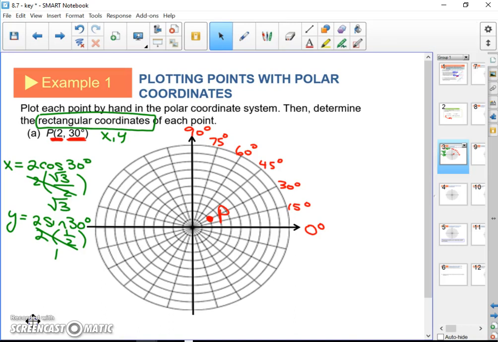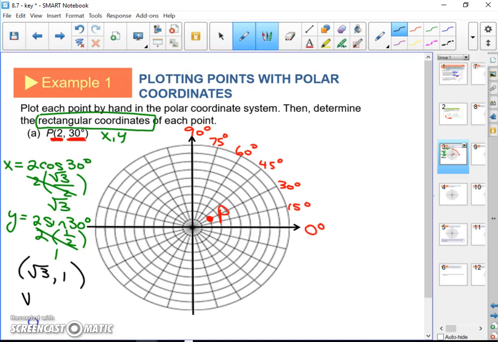So if we were writing the rectangular coordinates, you could write it as a point, I suppose, square root of 3, 1. Or you could write it as a vector like we did in the last section, square root of 3 plus i, one way or the other. Either way, that's describing the same location.